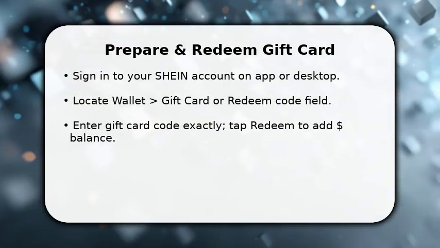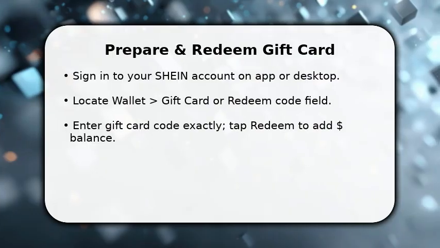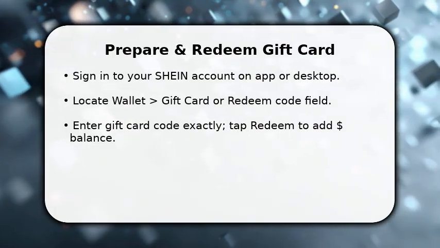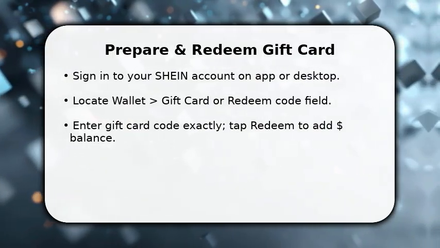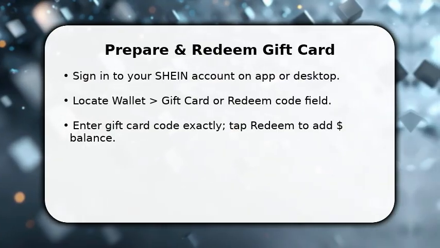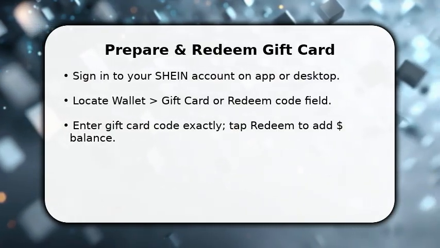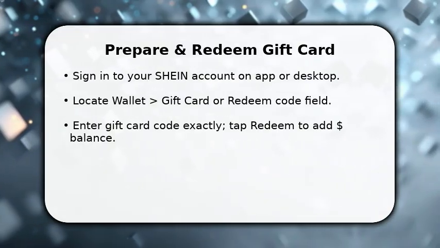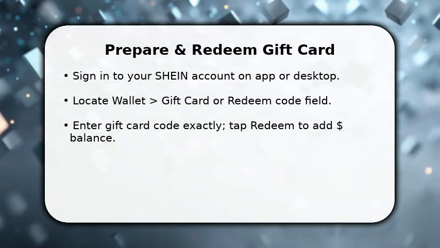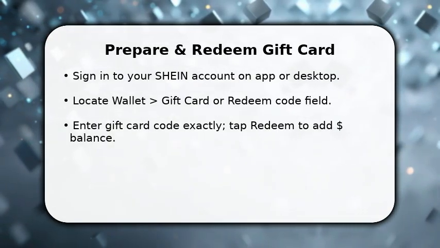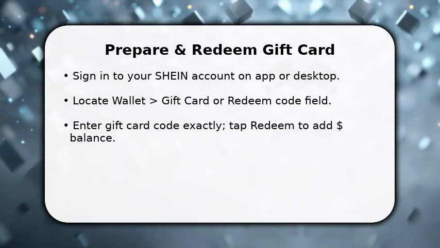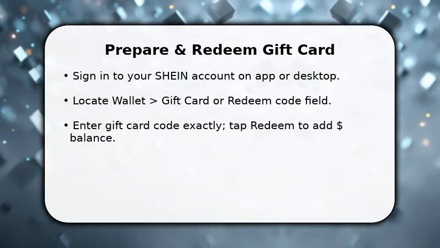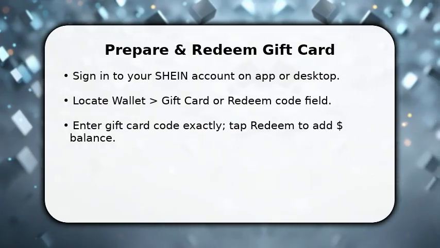You start by signing into Shein so the card ties to your account immediately. Once signed in, open the app menu or site account area and go to Wallet, then Gift Card or Redeem Code. You must type the alphanumeric code exactly, including dashes if present, then tap Redeem. This moves the card value into your Shein balance. Make sure the balance appears before shopping so you can use it at checkout without issues.